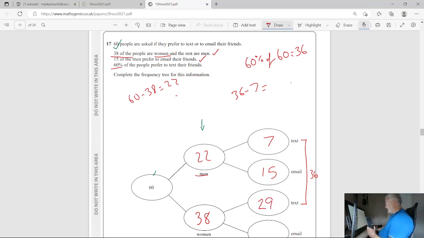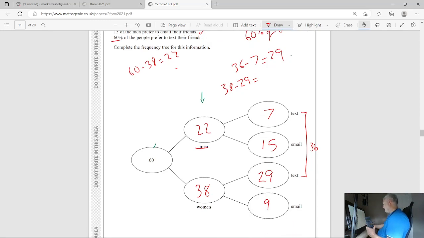Now I've got one last sum to do. 38 take away 29. 38 take away 29 gives me 9 women who email. And that would be the sum of that question.